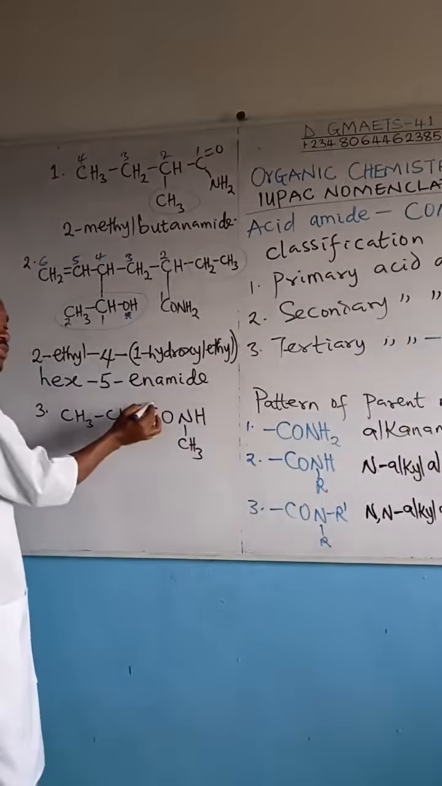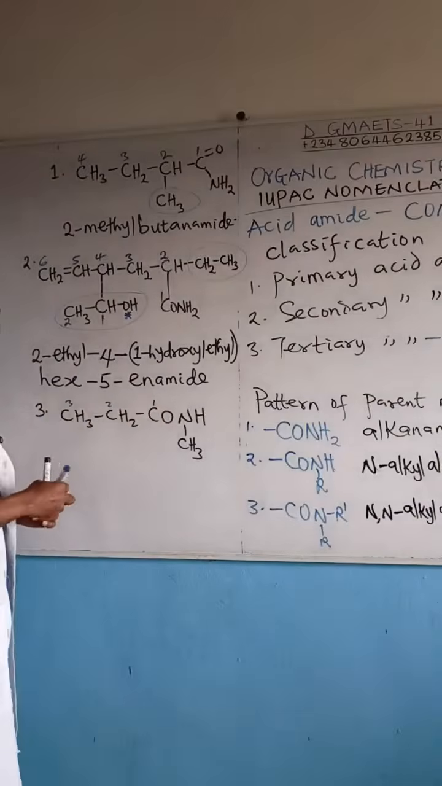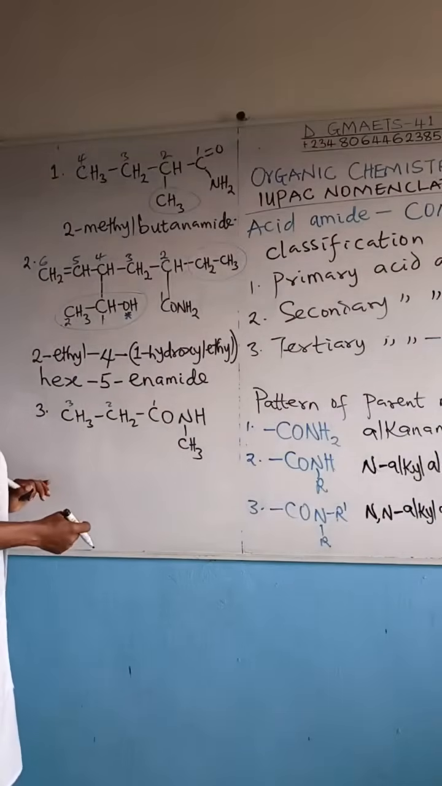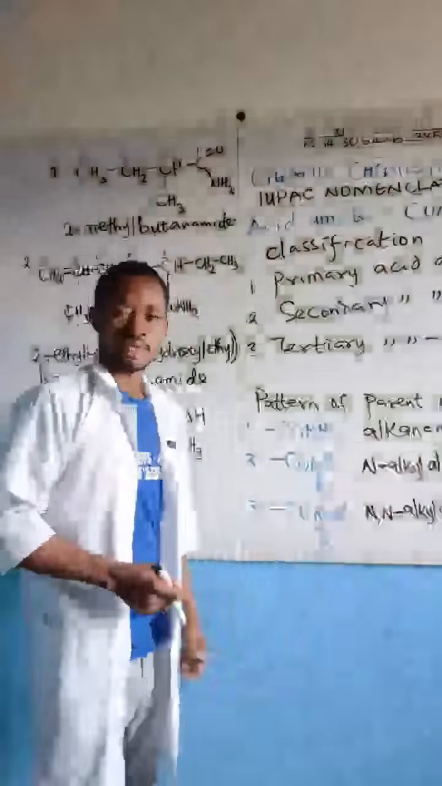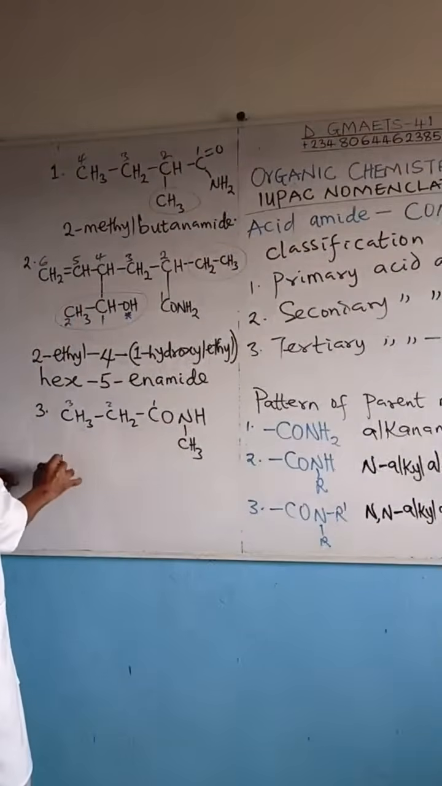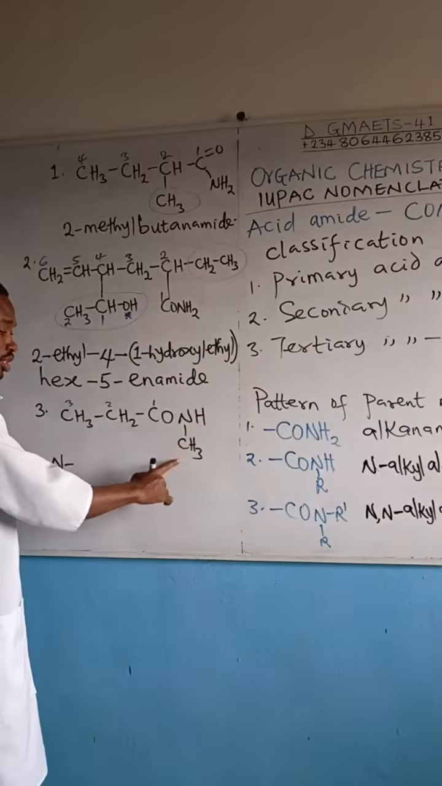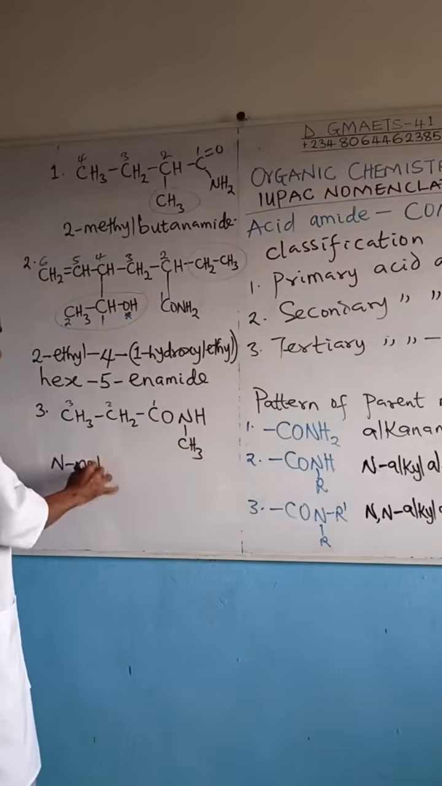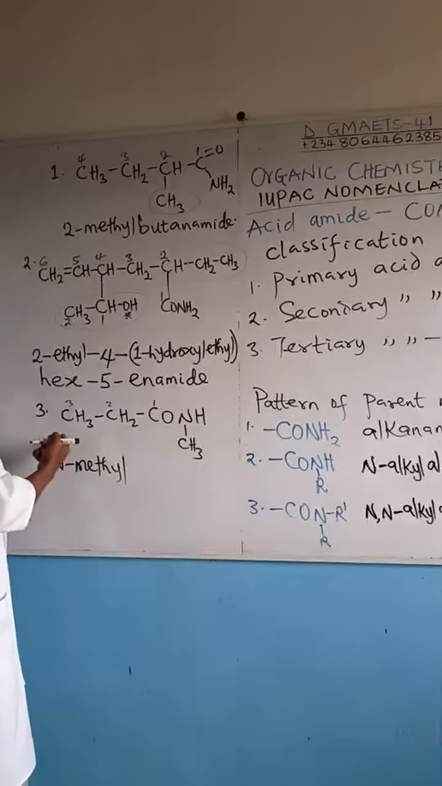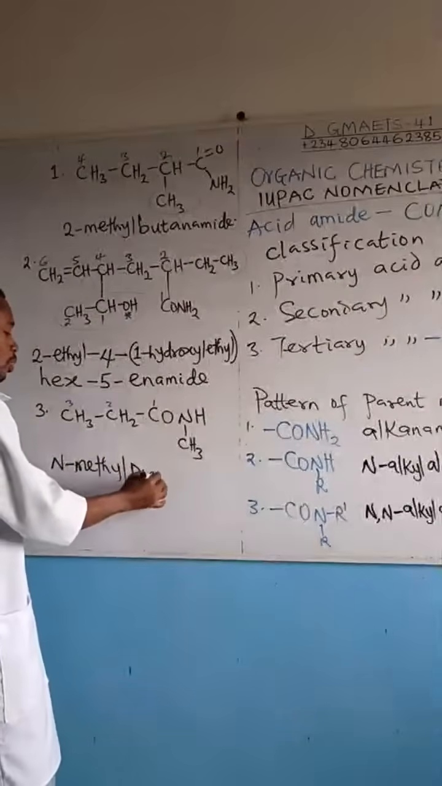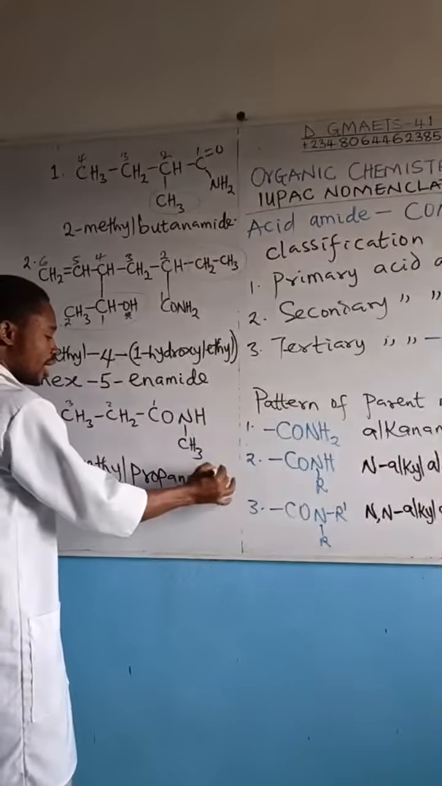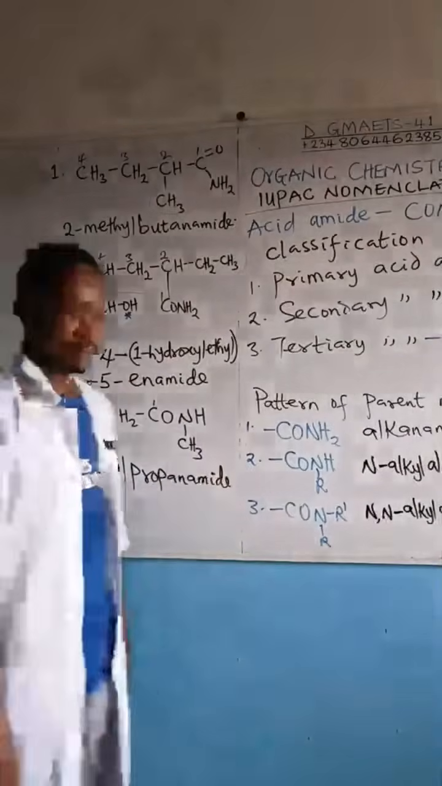So, counting once again, we start from here. 1, 2, and 3. So, you have to start with this N something. Look at the pattern. N-alkyl alkanamide. So, N, what is the alkyl attached to this nitrogen? The name is what? Methyl. So, that is N-methyl. Then you conclude with the parent name. 3 carbon atoms. Prefix, prop. There is no double bond. Everything is single bond. So, it goes with alkanamide. So, that's going to be propanamide. That's the name of this structure.